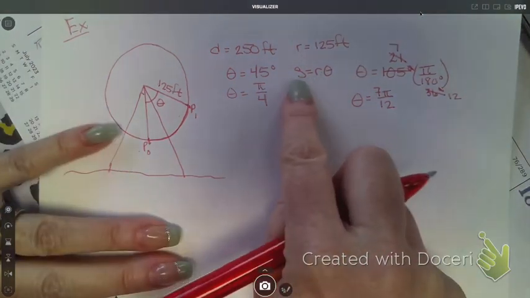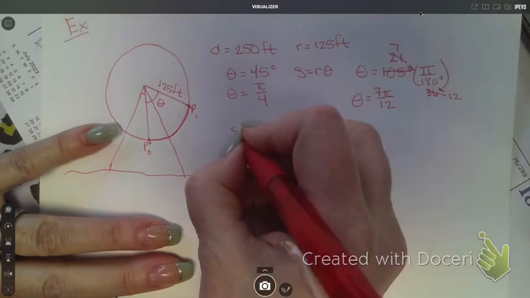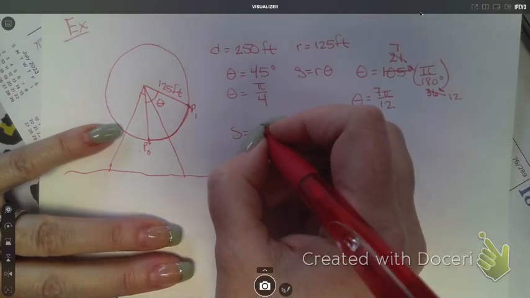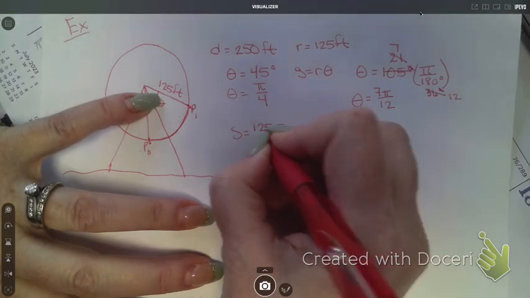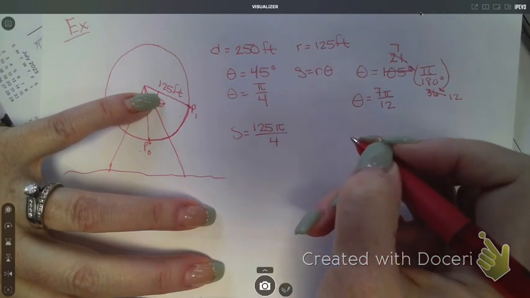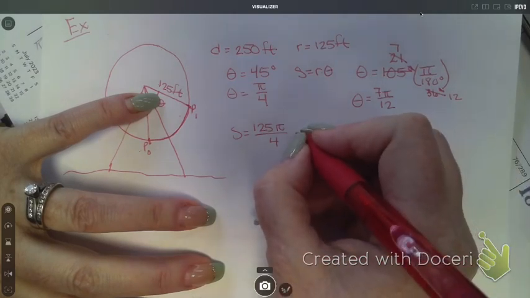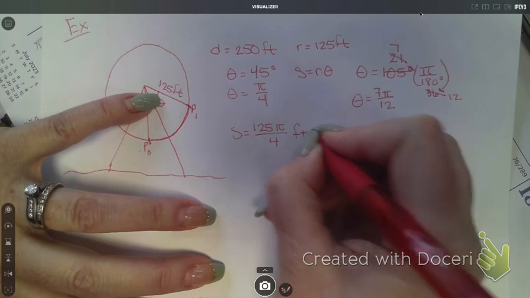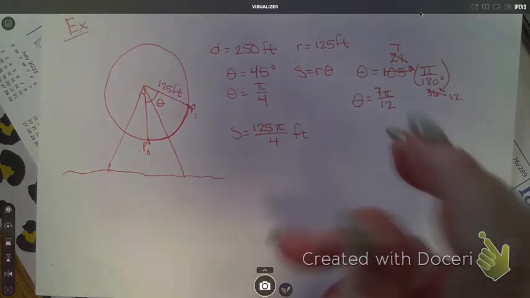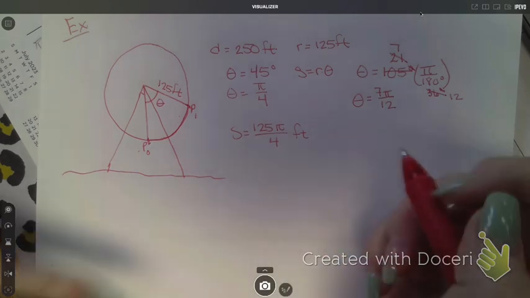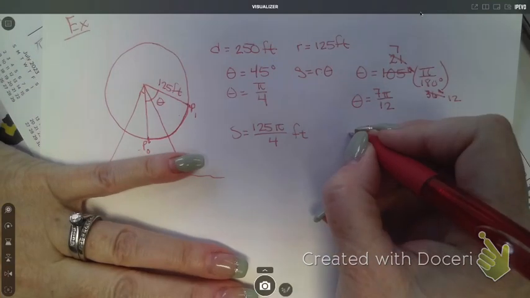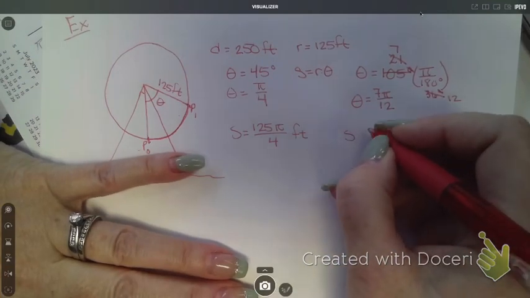And so I just throw it in here, right? Yep. So S equals 125 pi over 4. What's my label? Radians. Feet. I'm finding a sector, not finding an angle. Now, I just wrote it like that. What do I need to do if I can? Reduce. Can I reduce that? No.